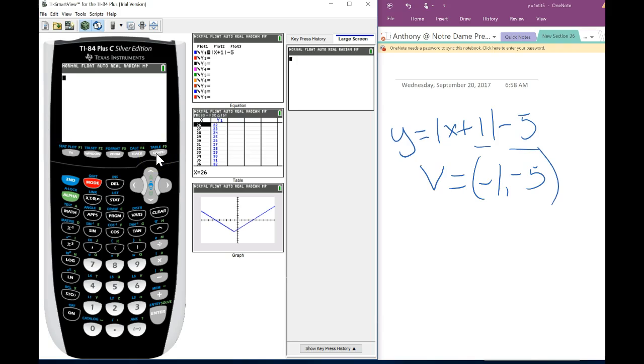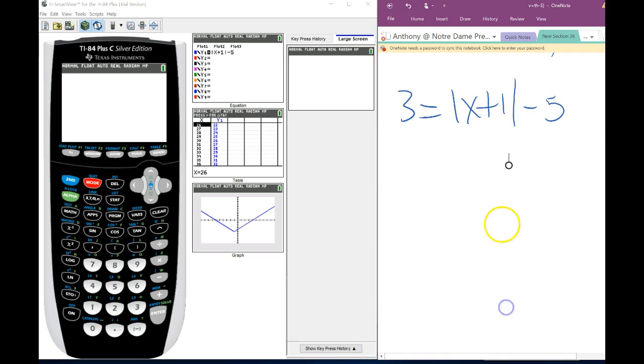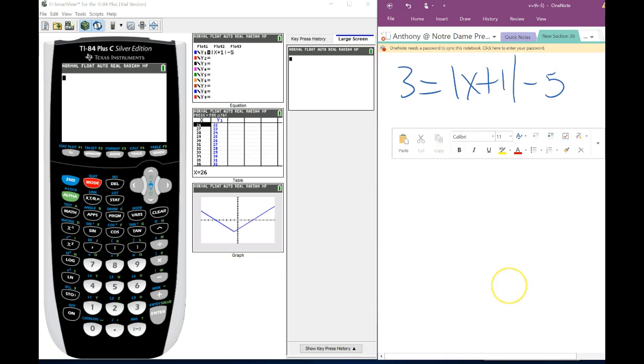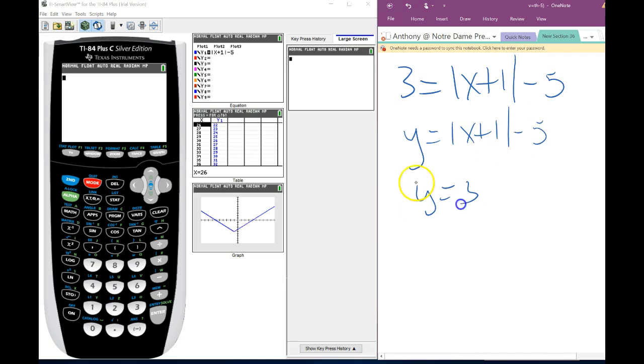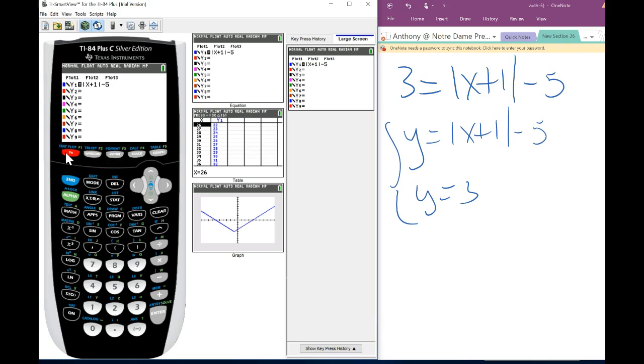Had you wanted to solve, say, this, we talked about in class that we can think of this as two functions and look for the intersection. So your calculator can do that as well.